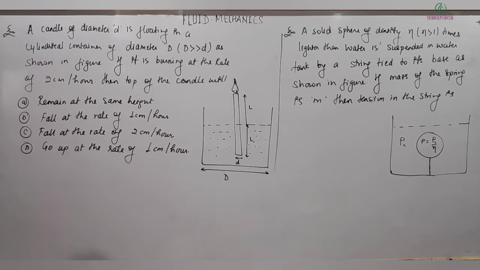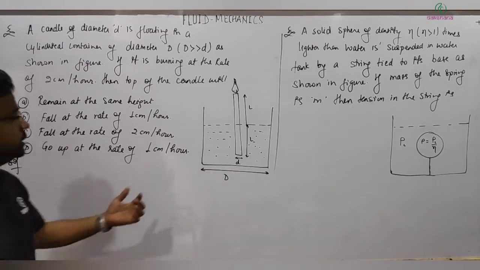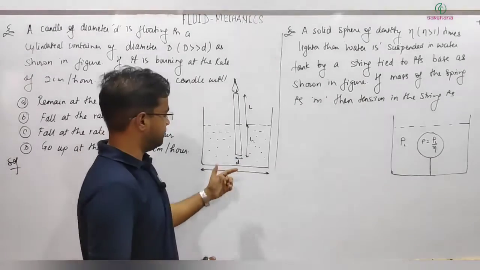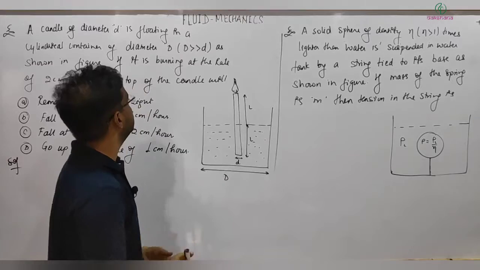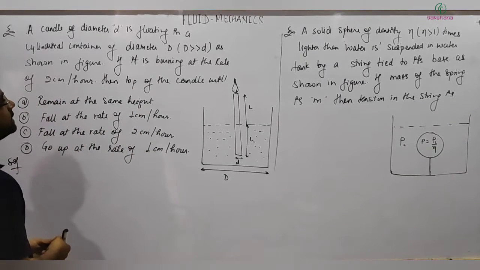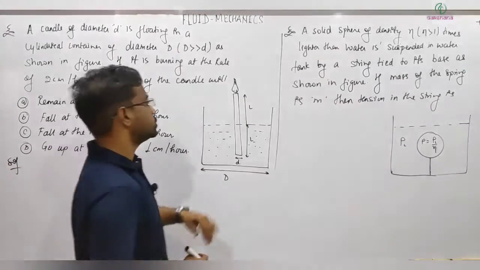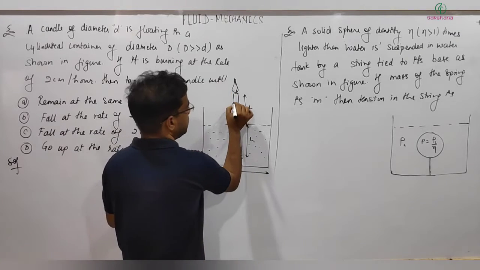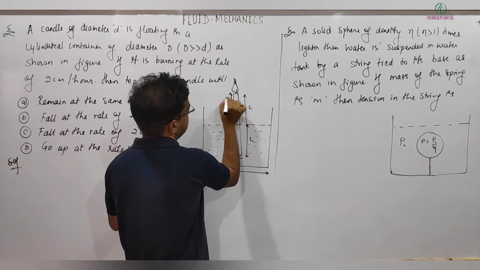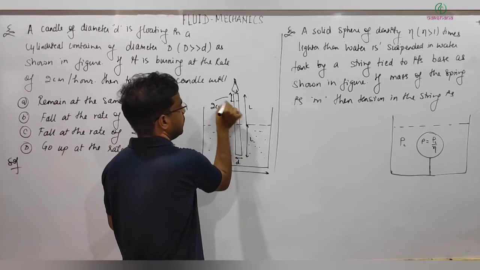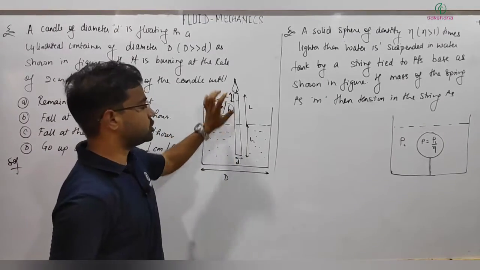Okay, let's see a few more cases. So here we have one problem. Let me read it first. A candle of diameter small d is floating in a cylindrical container of diameter capital D, and capital D is very, very greater than small d, as shown in the figure. It is burning at the rate of 2 cm per hour, then top of the candle will... So the candle is burning, meaning in 1 hour the candle length will burn by 2 cm. Then what will happen to the top of the candle?